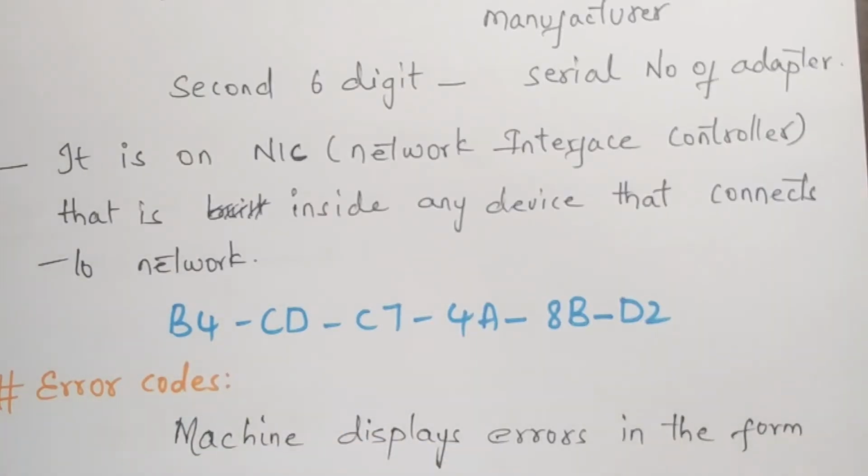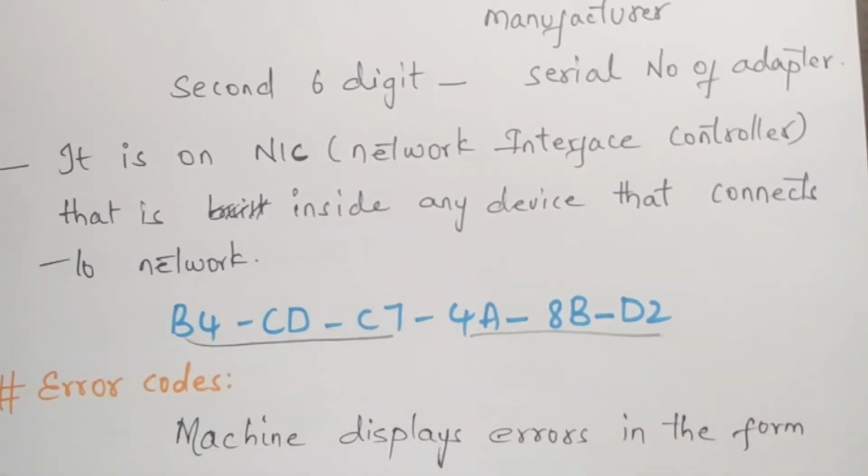The first 6 digits represent the ID of the manufacturer of the adapter and the next 6 digits represent the serial number of the adapter. MAC address is totally different from IP address. Don't confuse MAC address with IP address. MAC address is a hardware address, or say physical address, whereas IP address is a logical address.